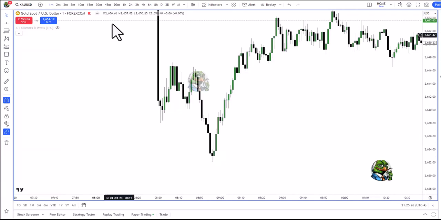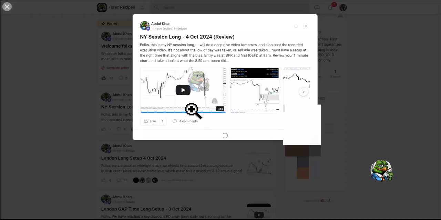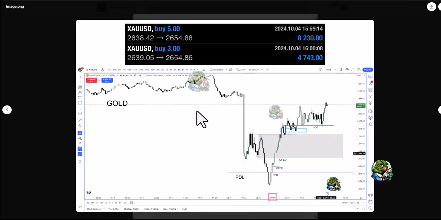So if I show you the entry, let me go and look at the entry so you can see this is my journal posted in the VIP community. I haven't posted this on Twitter yet. You can see right there the time, 8:59. Okay, so that's my first entry, 8:59. I bought a 5 lot, and you can see the price there, 2638.